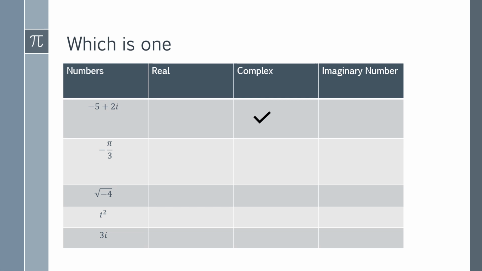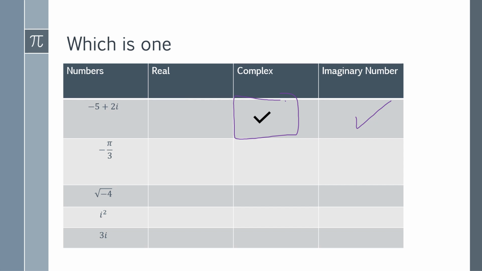Although ANET says something about it being an imaginary number as well because of the 2i, mathematicians, and the ACT for sure, consider that to be a complex number. An imaginary number is just a number attached to an i or a negative square root.